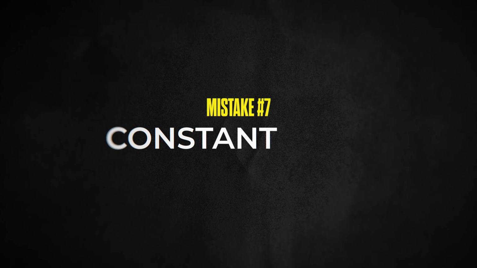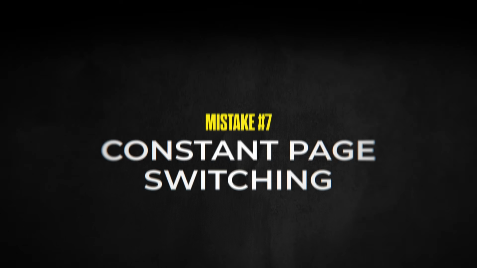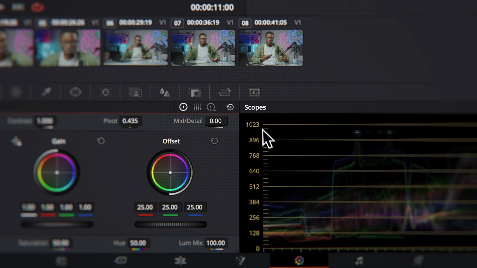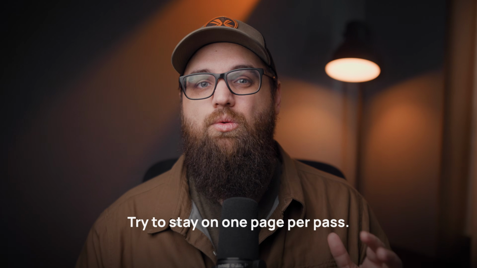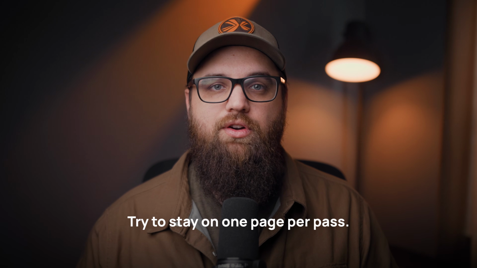The seventh mistake is jumping between pages and tools without a clear reason. You cut for a minute, you jump to Fairlight, then you jump back and go to color and tweak something, and then you return to the edit tab. That context switching drains your energy fast, even if you don't notice it right away. Try to stay on one page per pass. If you're editing, stay on the edit page. If you're doing audio, then stay in Fairlight. One job at a time keeps the momentum high.